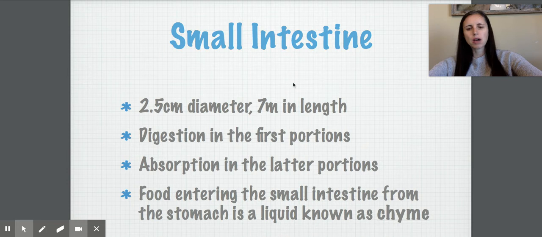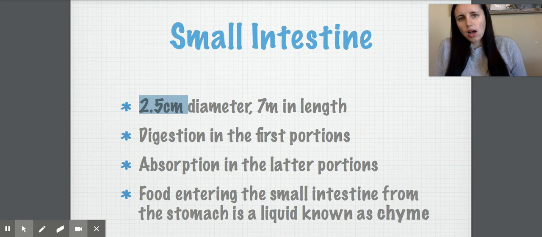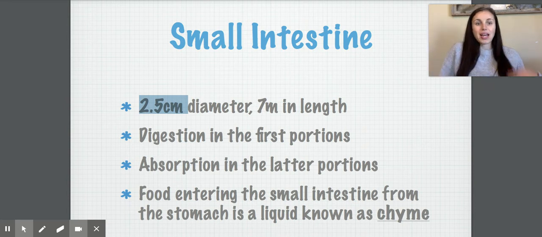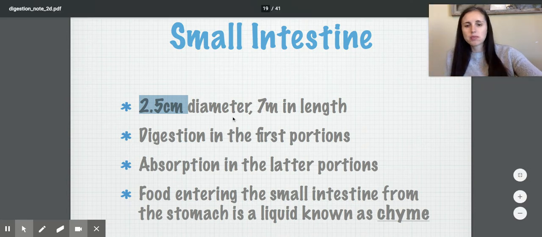What makes it small is it's narrower than the large intestine. So it's only about 2.5 centimeters in diameter. It does a lot of things. If you had to pick one part of the digestive system that actually does the most, I would say it's the small intestine, because it does digestion in the first part. Most food is digested here, and it absorbs in the second part, and most food is actually absorbed here. So most digestion and most absorption happens in the small intestine.